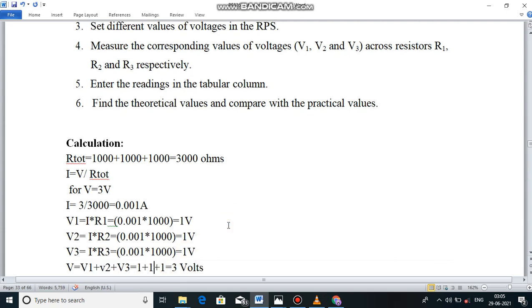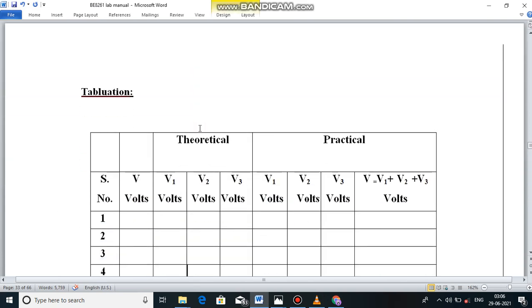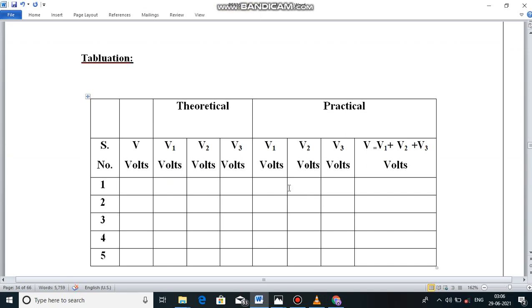Now we have to enter the values in the tabular column. The total voltage drop is V, which is equal to V1 plus V2 plus V3, which is totally 3 volts. This you have to enter in the tabular column, and compare with the practical value. For the input voltage of 3, I'm getting the voltage drop across the first, second and third resistor as 1.